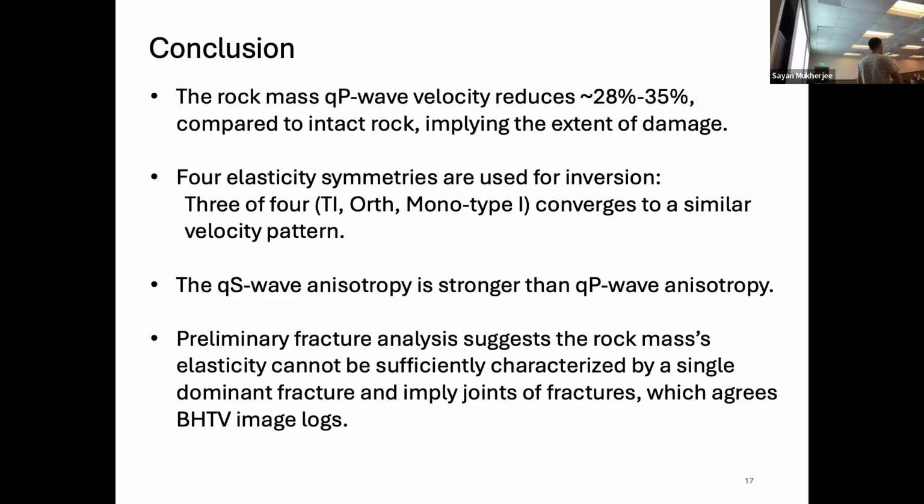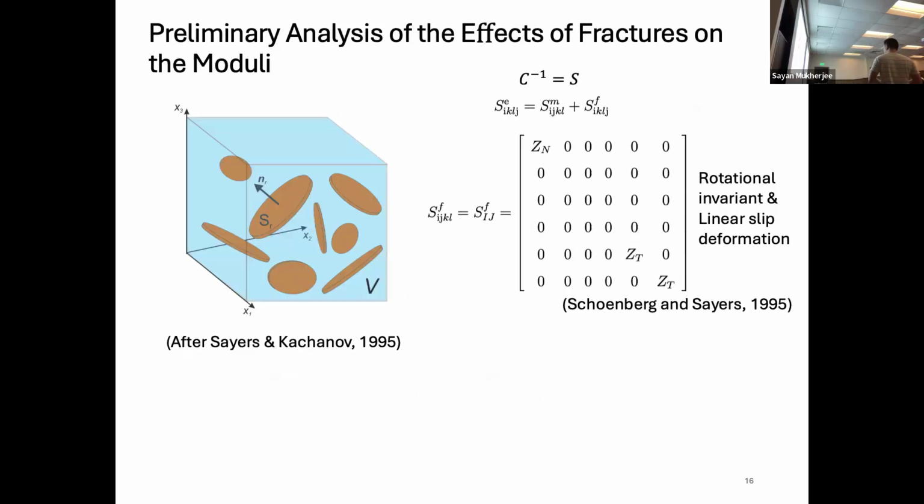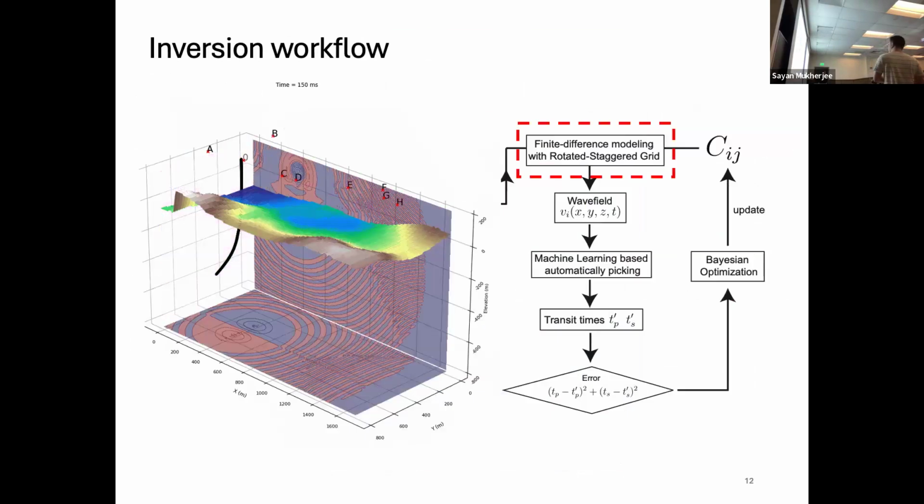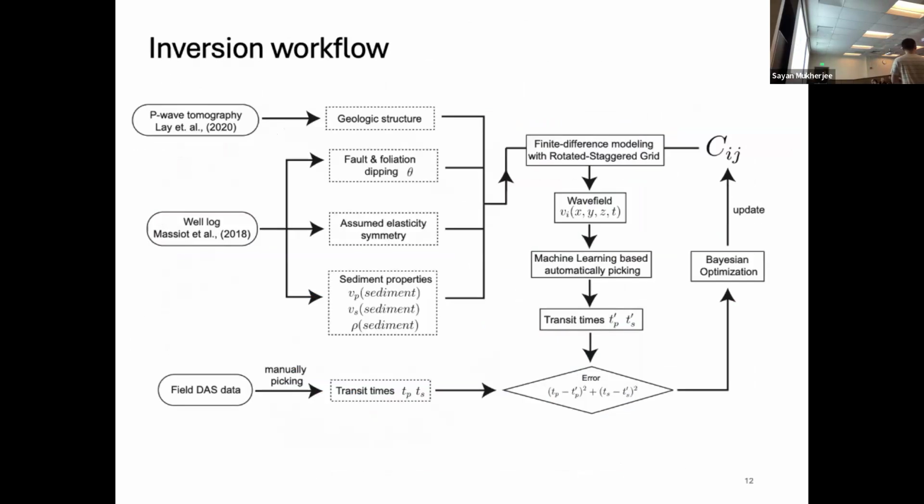On slide 12, where you're introducing your inversion algorithm, you have quite a few inputs. There's well log, right? There's DAS data, there's the tomographic data. How do you reconcile the well log scale with the seismic? There's an effective medium upscaling component to it.